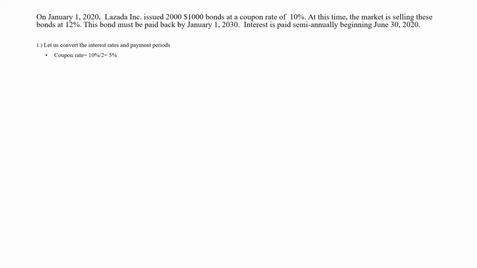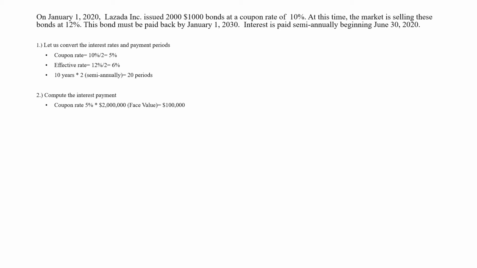So our coupon rate, which is 10%, and since it is done semi-annually, we divide it by 2, we have 5%. And for the effective rate, since our effective rate is 12% and we divide it by 2, that's 6%. For our payment periods, our 10 years, we will multiply it by 2 since it is done semi-annually, so we have 20 periods.